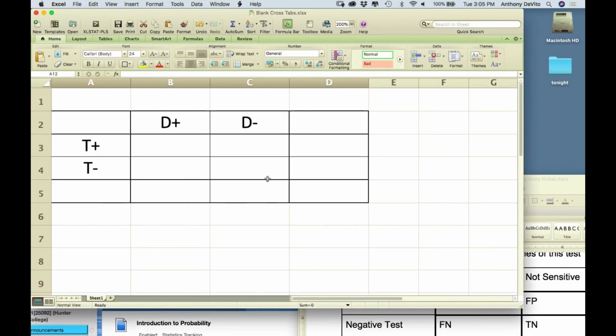Okay, so disease plus means you got nickel allergy. Disease negative means you don't have a nickel allergy. T plus means you tested positive. T minus means you tested negative. So if my population is 1,000, right, and my prevalence is 20%, then this is not the study. The study was done to figure out what the sensitivity and specificity was. In fact, I'll write that over here.